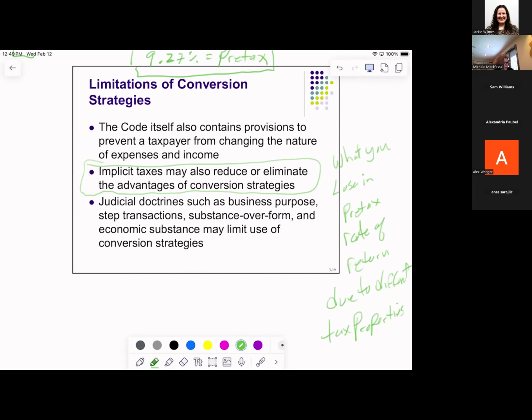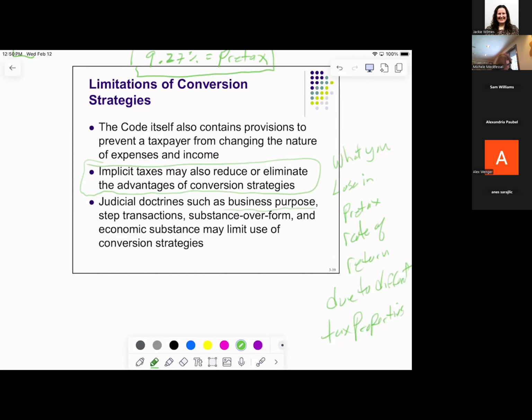Okay. And then finally, there are judicial doctrines that limit our ability to convert as well. Okay. And these sound kind of exactly like what they are. So the business purpose doctrine, for example, the IRS and the courts have the ability to look at transactions. And if the only reason for a transaction is tax avoidance, then they can say that that transaction does not have a business purpose. In order for a transaction to have a business purpose, it has to make some economic difference besides just a tax difference.